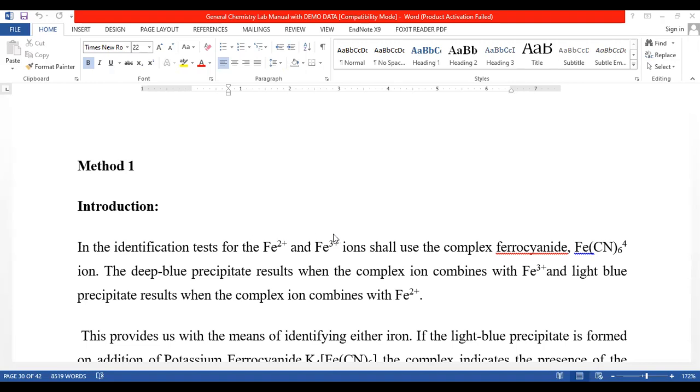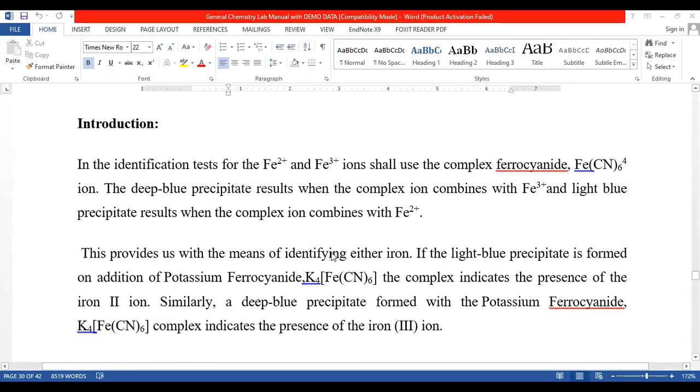Here we are going to use potassium ferrocyanide as the identification reagent. This potassium ferrocyanide, when added to the iron 3 containing compound and the iron 2 containing compound, will develop different color intensity, and depending on the intensity of the color we can identify the presence of iron 3 ion and iron 2 ion.